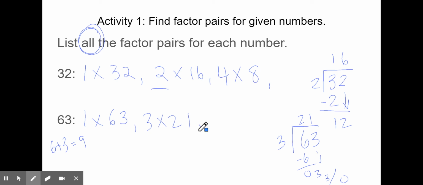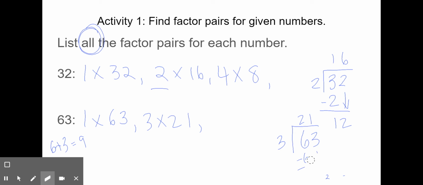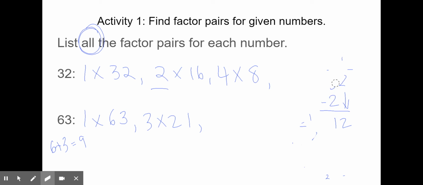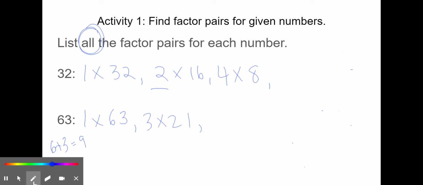For 4, we would have to check 4, and we would have to use some division. So I'm going to make some space over here. Wish my eraser was bigger. I'm sure there is a bigger eraser, but I don't know how to use it. So that's what I got going on there.